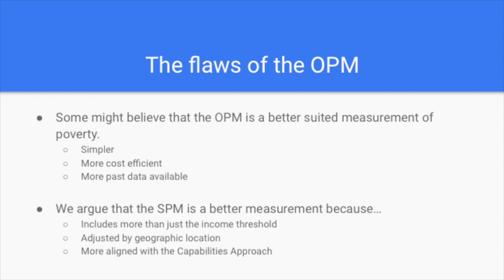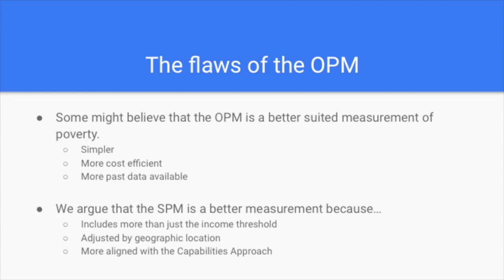It's simpler because it only takes into account levels of income, making calculations extremely quick and easy. It's more cost efficient because it's only evaluating one capability versus multiple. And there's more past data available because it's one of the oldest measurements, so there's more past data accessible to analyze for trends.